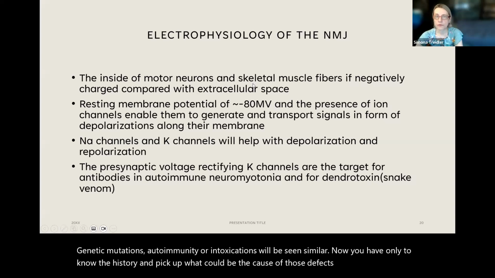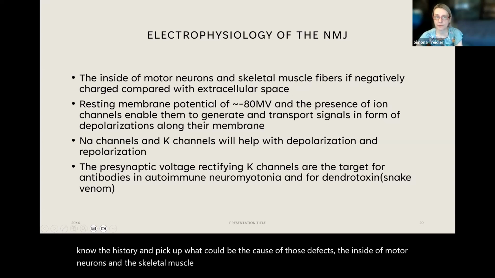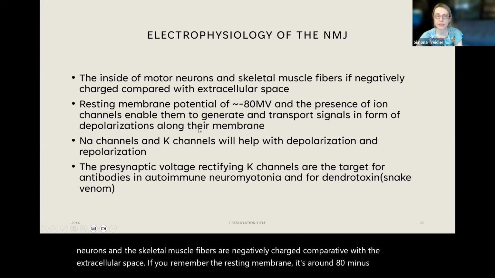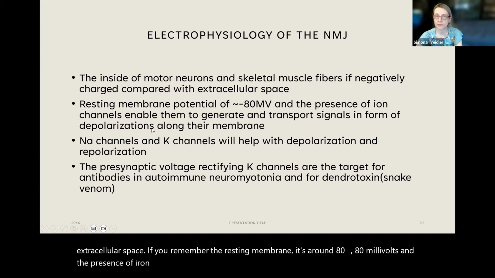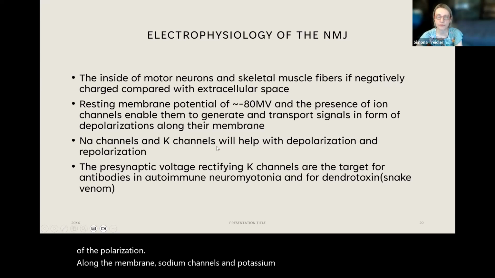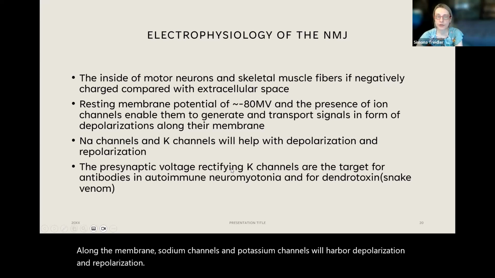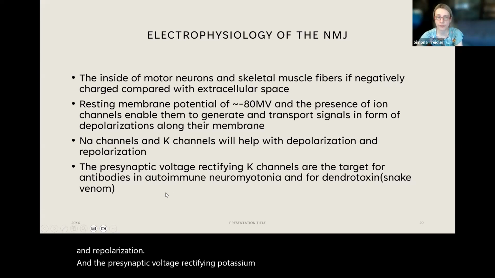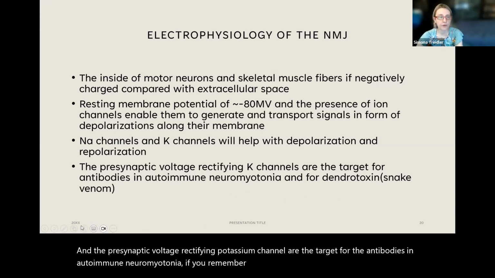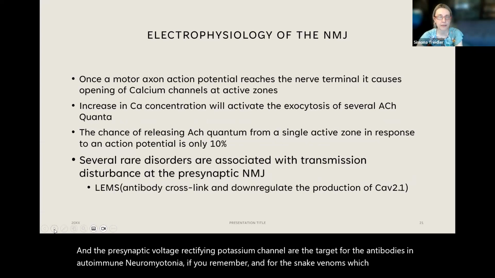The inside of motor neurons and the skeletal muscle fibers are negatively charged compared with the extracellular space. If you remember the resting membrane, it's around minus 80 millivolts, and the presence of ion channels enables them to generate and transport the signals in the form of depolarization along the membrane. Sodium channels and potassium channels will have the depolarization and repolarization. And the presynaptic voltage-gated potassium channel is the target for the antibodies in autoimmune neuromyotonia, if you remember, and for the snake venoms, which behave like myasthenia gravis.